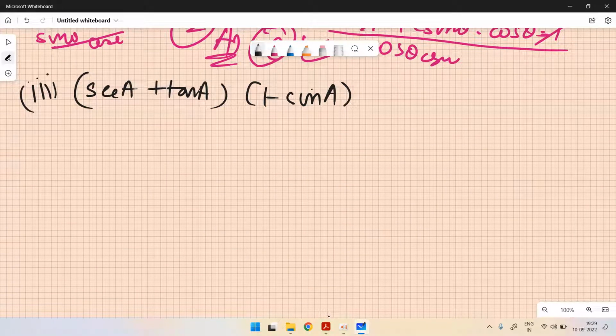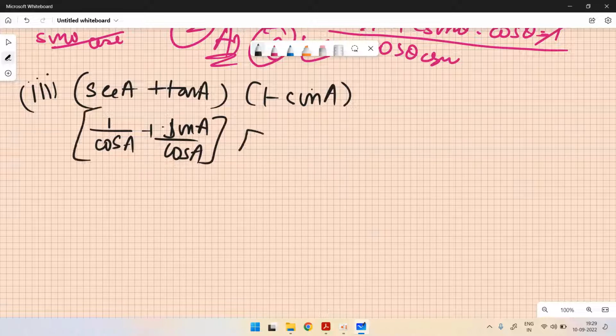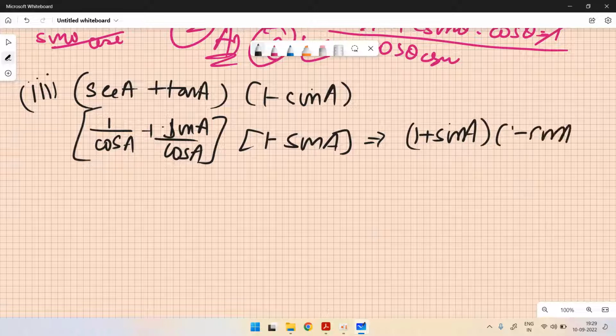So I can write secant a as 1 by cos a, and tan a, you already know, is sin a by cos a, and this is 1 minus sin a. If I take the LCM of the first factor, the whole expression becomes 1 plus sin a into 1 minus sin a by cos a. Since this is a plus b and a minus b, the multiplication will be 1 square minus sin square a by cos a.